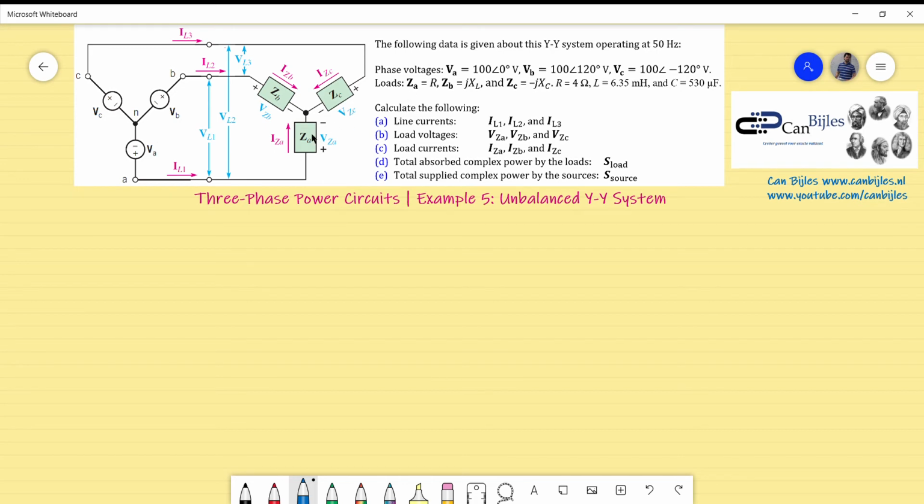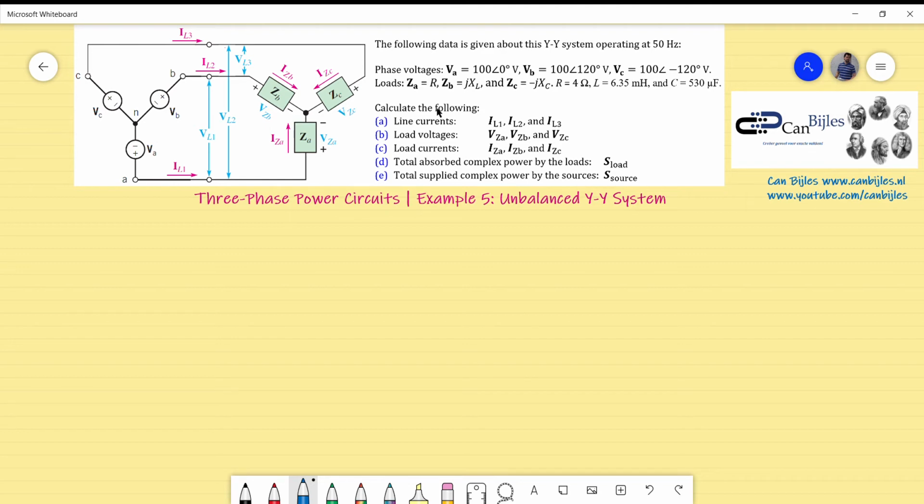For the impedance values, ZA is just the resistive component R. ZB is inductive, as you can see, j XL. And ZC is capacitive, minus j XC. The values of those components are shown here.